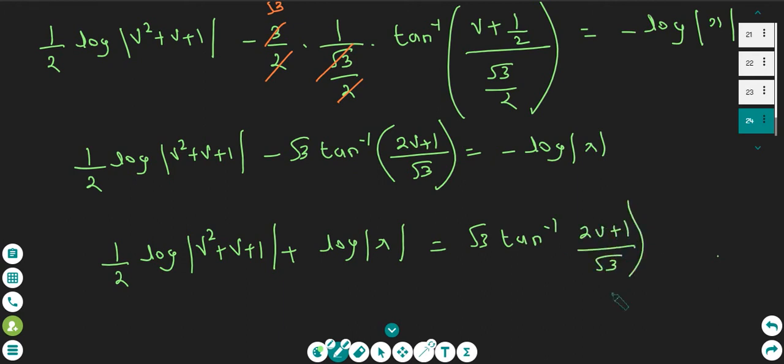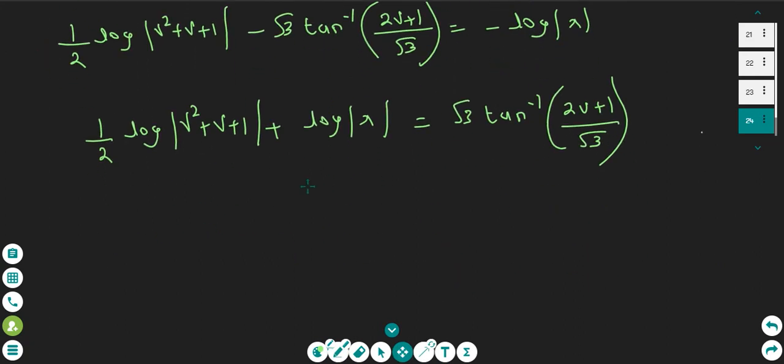So we have not reached the end of the solution. What is missing? We have to replace v. It cannot be a function of v, because v is a temporary substitution. We know that y equal to v. We did this substitution, right? y equal to v dot x. So v equal to y by x. So to put back the value of v.